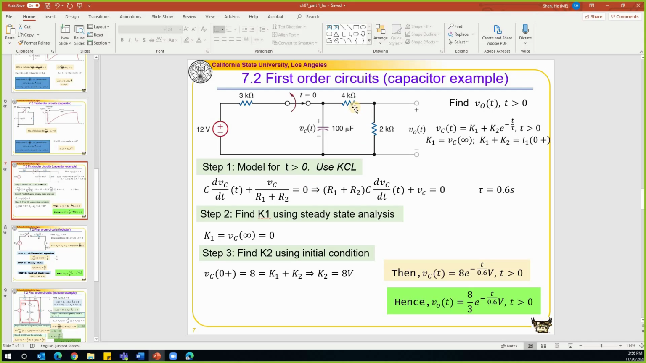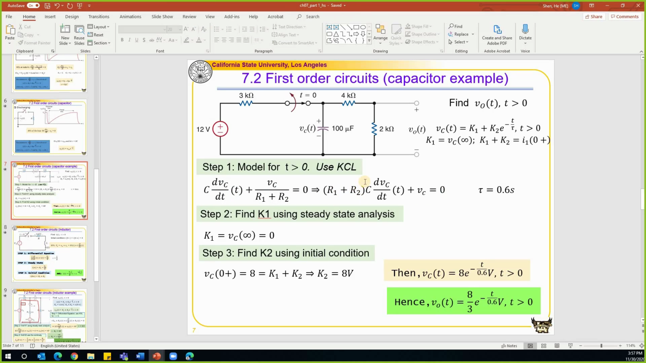If we use KCL, choose this node as the reference node, the current that goes into this node will be equal to C times dVc over dt, right? Which is the current that goes into this node. And the current that goes into this node from the second branch will be equal to the voltage Vc divided by the resistor R1 plus R2. So this is how we get this equation. After we get this equation, everything becomes very straightforward.